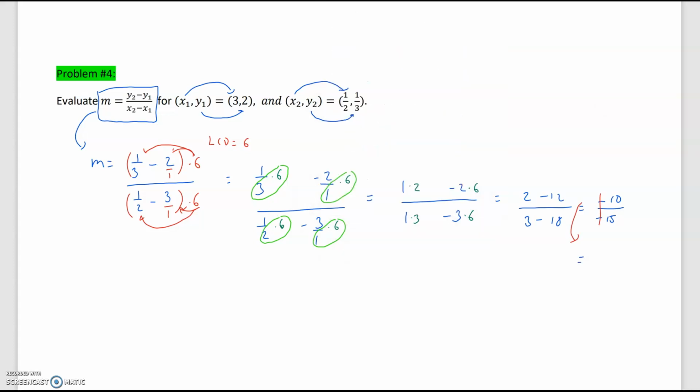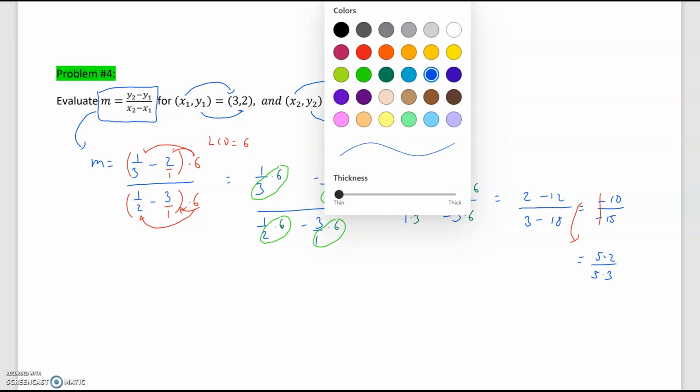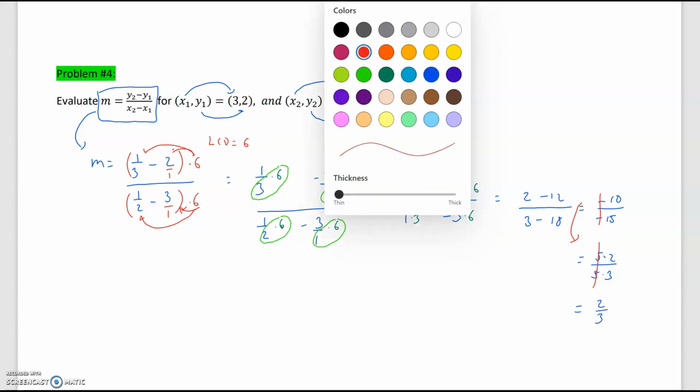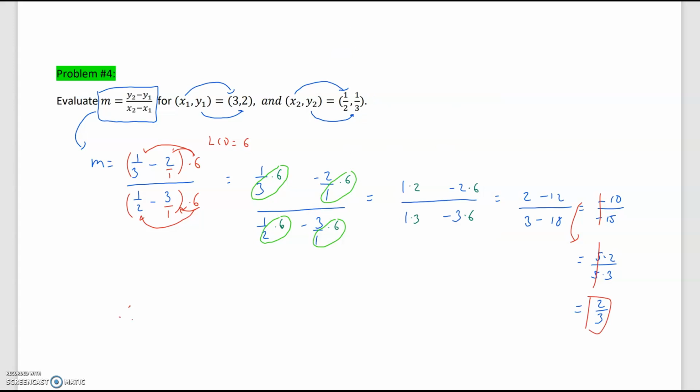And then we have, and let me just double check, 2 minus 12, 3 minus 18, 15. So we can rewrite it as 5 times 2 and 5 times 3. And this one reduces to 2/3. So positive 2/3. And let me just rewrite it. In this case, m is equal to positive 2/3.